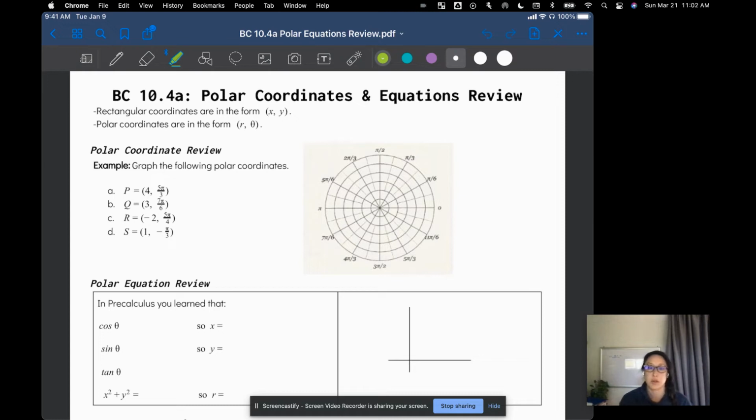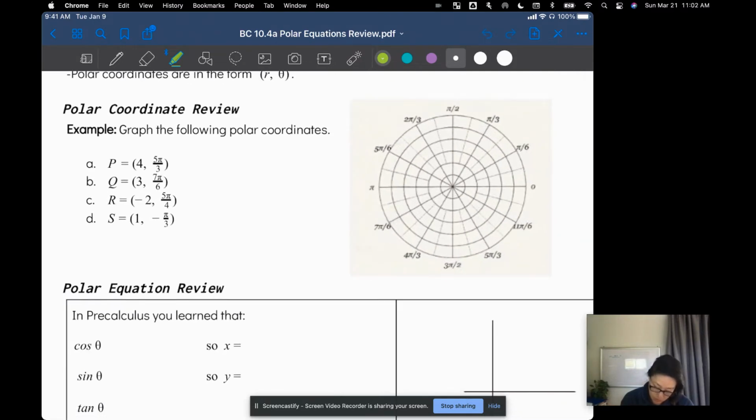Quick review of polar functions and polar coordinates today. So we know that polar coordinates are composed of the radius and the angle in your equation. I always go to the angle first. So I'm going to go to 5 pi over 3.